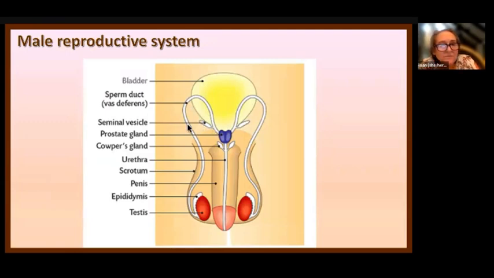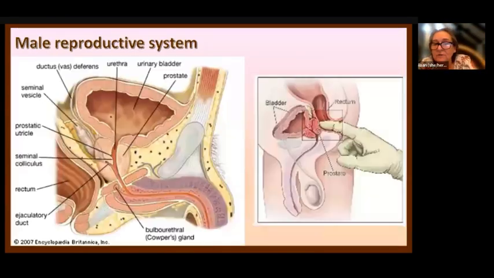And here, these vas deferens tubes are referred to sometimes as the spermatic cord or the spermatic tube. This is again where the sperm comes through. It's about 30 centimeters long, and it's protected by smooth muscles. Again, when a man is ejaculating, these muscles will contract reflexively so that the ejaculate is able to be pushed out.